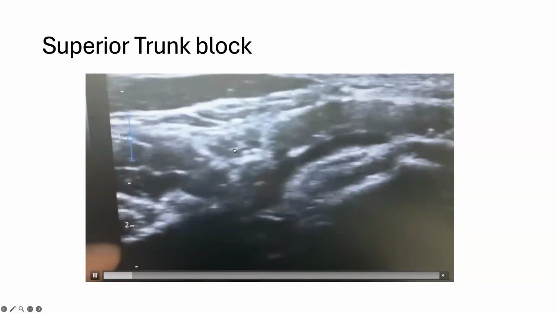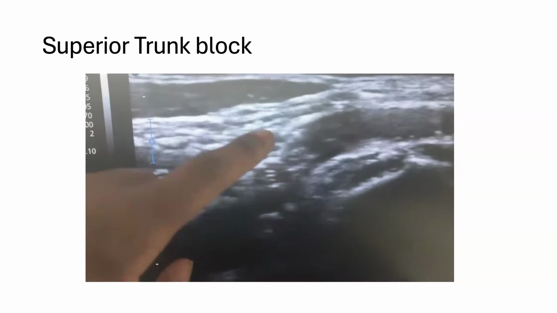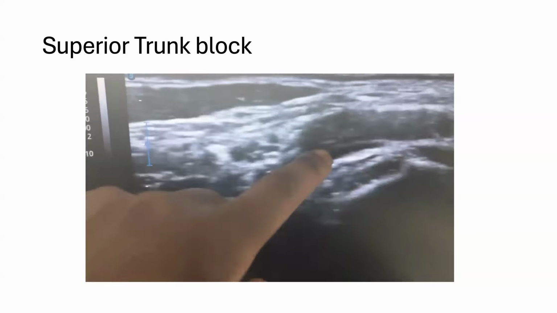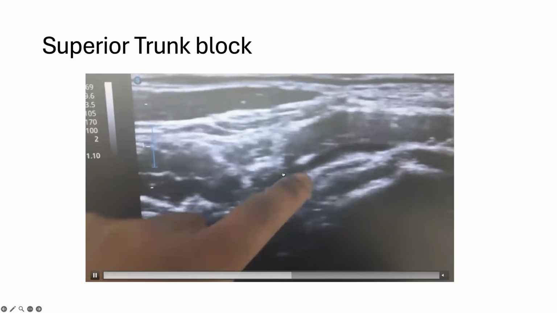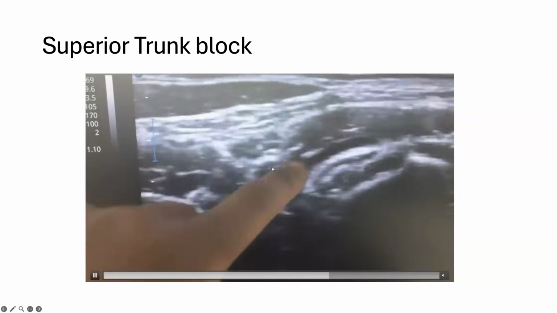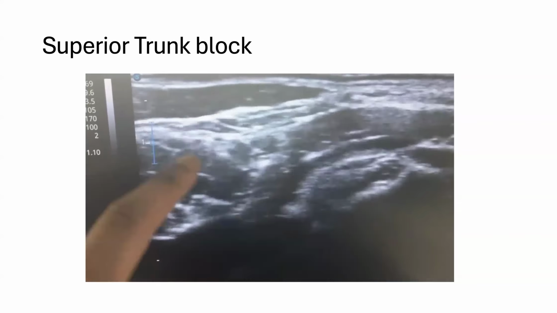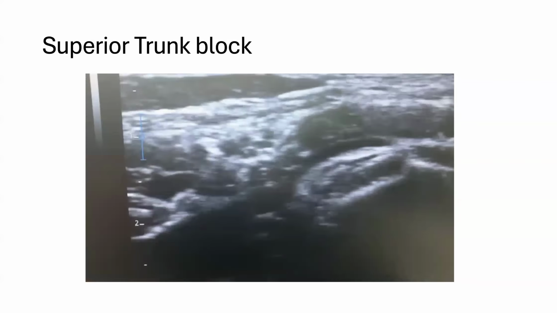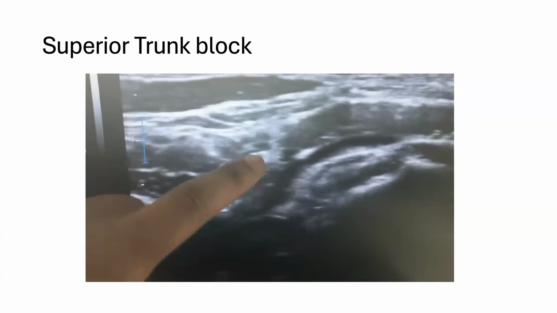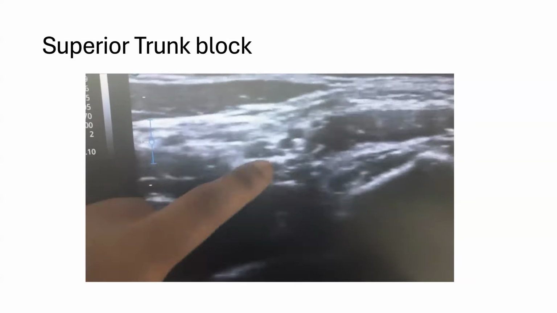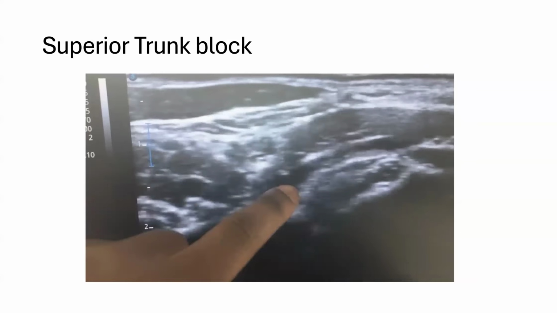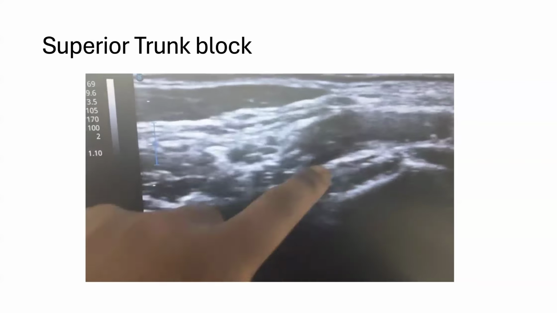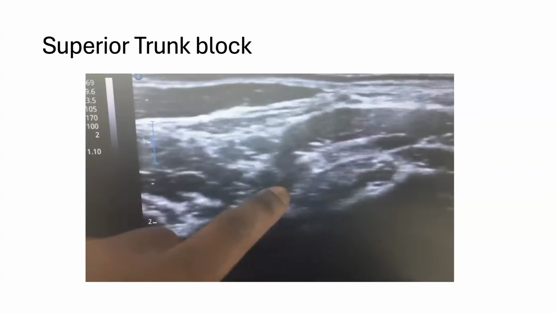Another important thing is to look at the level of the superior trunk. It's a very vascular area. You have to be very careful about blood vessels. And here you can see this is a blood vessel. The common blood vessels we are mainly concerned about when performing a superior trunk block include the transverse cervical artery. So you always have to be aware of where the vessels are, and you want to avoid them when you are advancing your needle towards the target of interest.